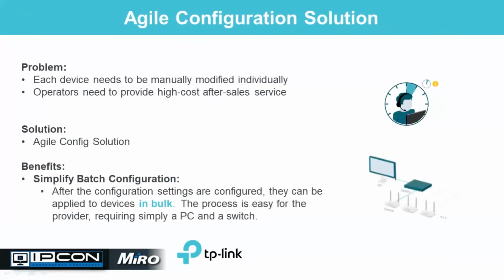Now, to break this down, we're going to take a look at where the requirement for this type of solution sprouts from. So to date, the way things generally work when we're doing a rollout with a variety of different Wi-Fi routers as an ISP is that each device needs to be manually modified or configured before you roll it out to site. And then secondly, every operator needs high cost after-sale services to support those products. So if a client is having an issue, typically what's going to happen is you're going to receive a call.